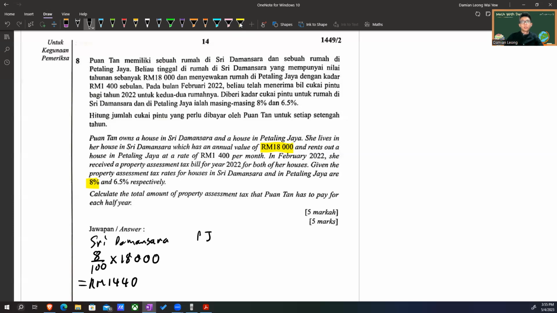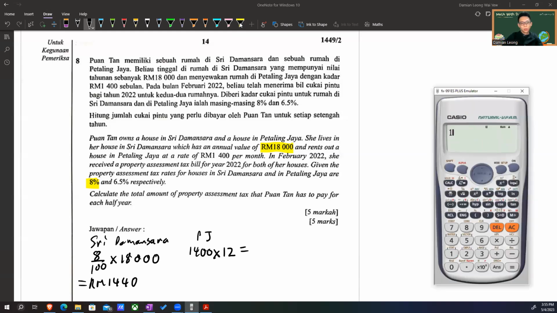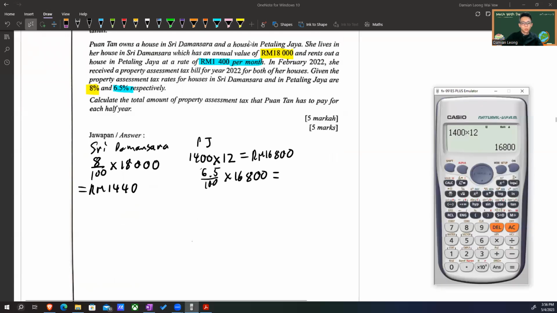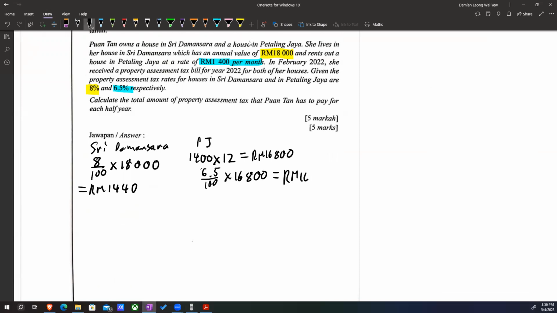For Petaling Jaya, first I need to count the annual value. Means I take the rental price times 12. 1,400 times 12 is 16,800 ringgit. So the rate is 6.5%. So I take 6.5% of the 16,800, which is 1,092 ringgit. Okay.